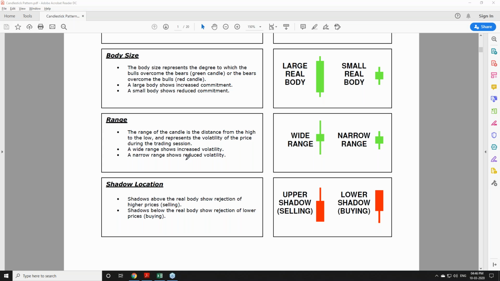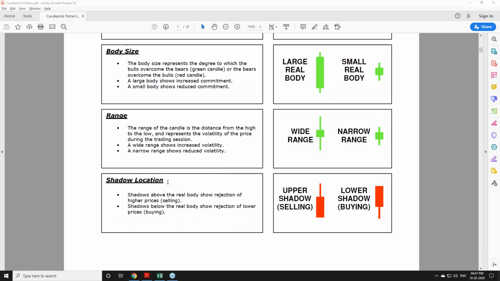With a narrow range, there is a low probability of making profit and also of big losses. The loss will not happen, and the profit also will not happen in a narrow range. But when you see a wide range, there is a high probability of making profit if you follow the technicals properly. So next, shadow location.